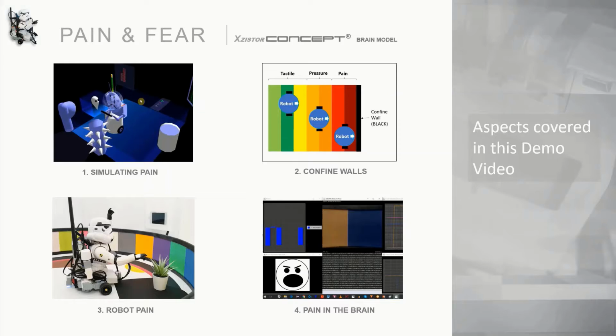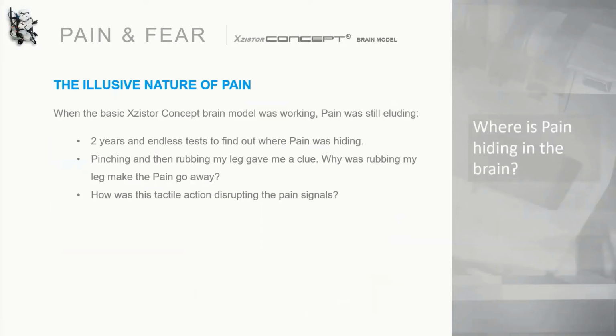Thirdly, we will look at the actual physical robot and how we've implemented pain and fear in the robot. And then we will finally look at how pain works in the brain, and how it enables us to also model fear in the brain. So the robot will experience pain, but it will also learn from that and then experience fear in future.